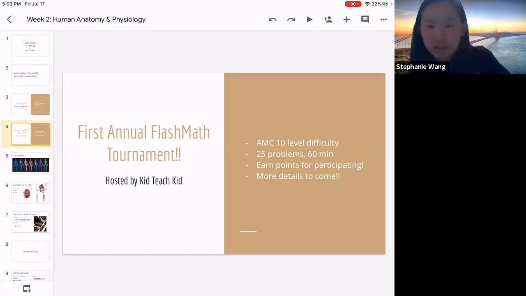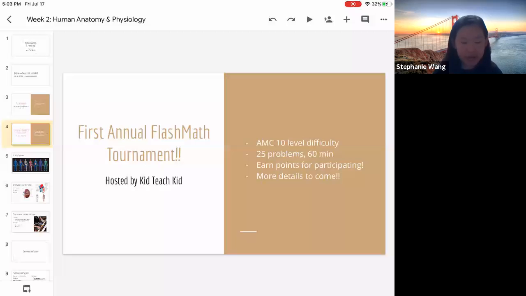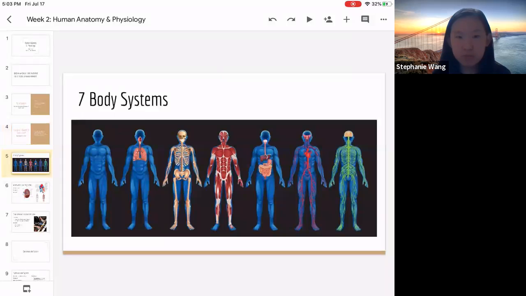Now that we have those two announcements out of the way, we are going to be talking about the 7 human body systems. Sometimes you may hear only 6, sometimes 5, but this is the most comprehensive list of body systems. On the very left, we have the Integumentary System, which is literally just your skin, hair, and nails.